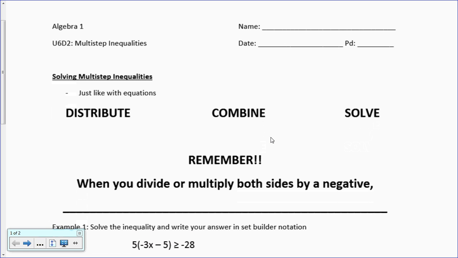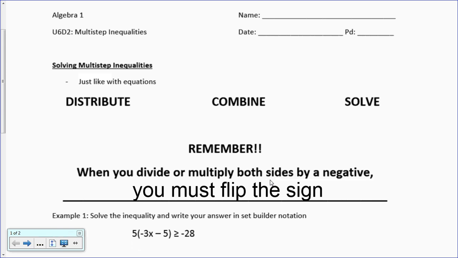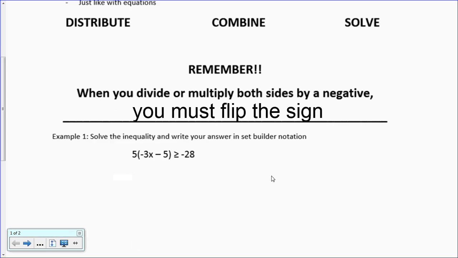But before we even begin, you need to remember we are working with inequalities right now. So there's that special rule: when you divide or multiply both sides by a negative, you must flip the sign. Okay, so let's try an example.